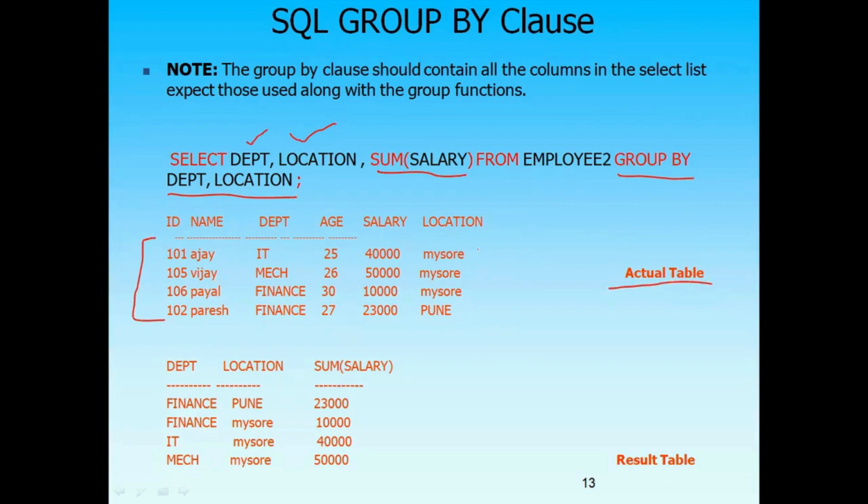As you know, the result of the query is always in ascending order. That's why the finance department is appearing first. By default it is always ascending order, that's why the finance department is always coming first here.